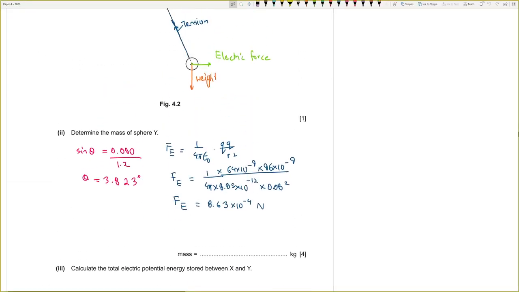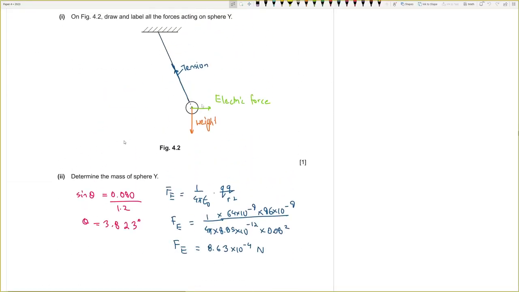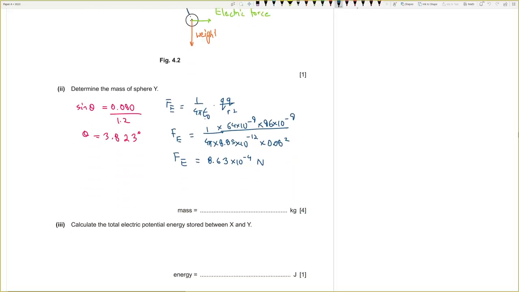So check this. Now I am going to find out the value of tension. How exactly? I can write that T sine theta is equal to this value, 8.63 times 10 to the power minus 3. So T is actually equal to 8.63 times 10 to the power minus 3 divided by 0.08 by 1.2. Let's do this. Okay, so I'm getting a value of T is equal to 0.0129 newtons.